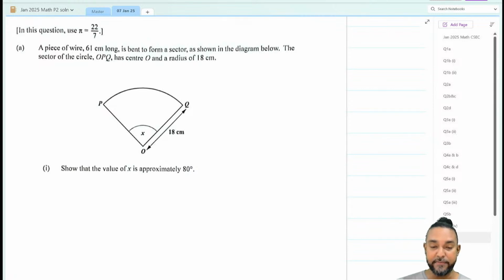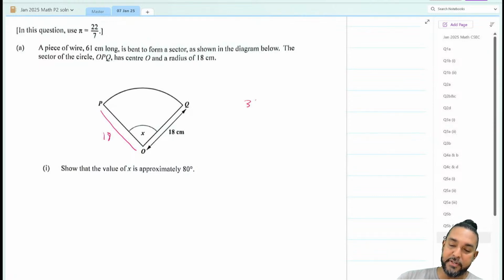The sector of circle OPQ has center O and radius 18, right? So obviously this is 18 as well, right? So you have 18, 18 on this side, and that's a total of 36. And if it's 61 centimeters in total, the remainder is 25, which means that this here, the arc length is 25 centimeters, right? Show that the value of x is approximately 80 degrees.